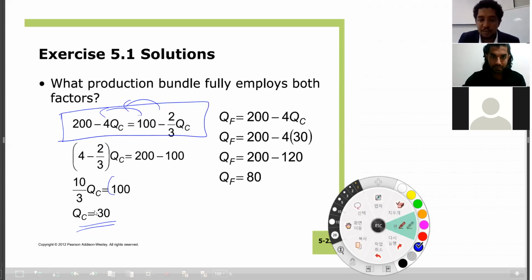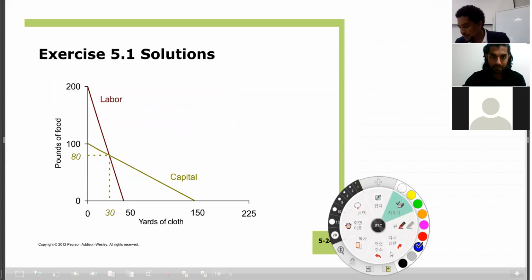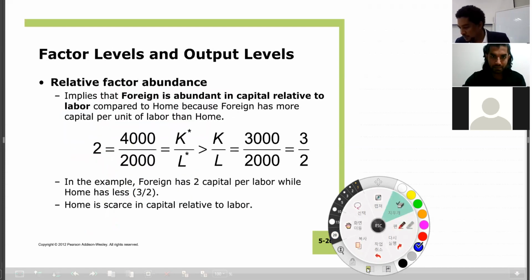So I'm having a problem with the Wacom pad. Anyways, then from here you can see for close, and okay, now it is working.